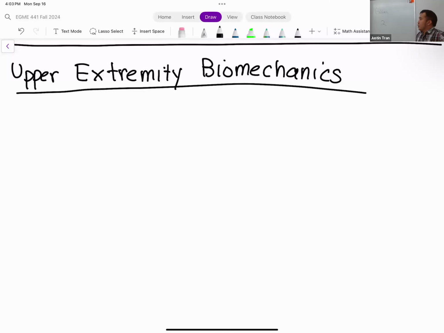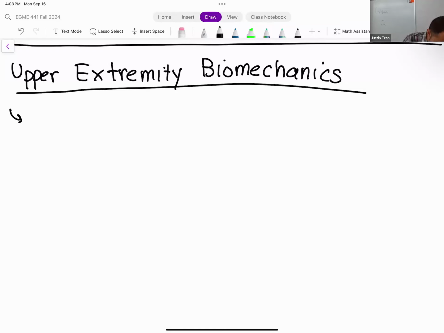Up until this point, we've been talking about the different tissues of the body in general, right? We've talked about bones, muscle, and joints. That sets the table for what we're going to go over now. Now that we have a good understanding of how bones behave, what their properties are, and how muscles behave and their properties, we can start to apply that. So we're going to start with the upper extremity.